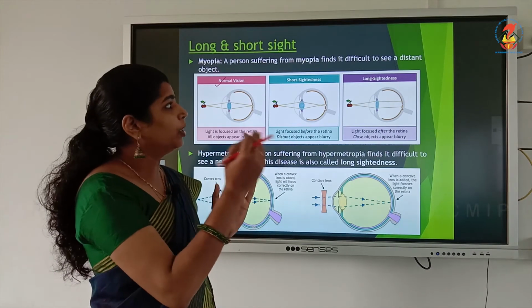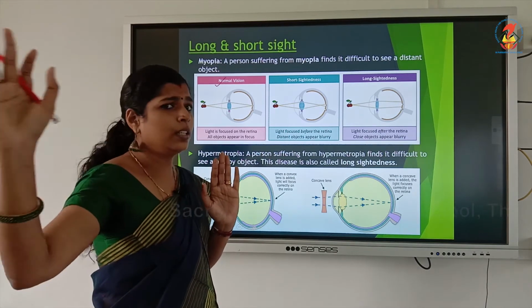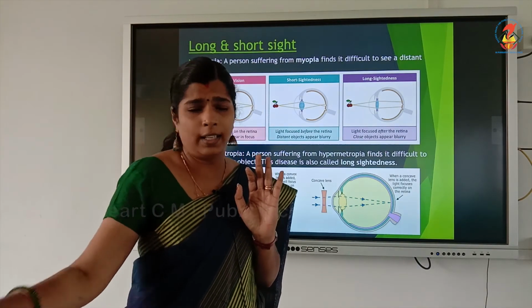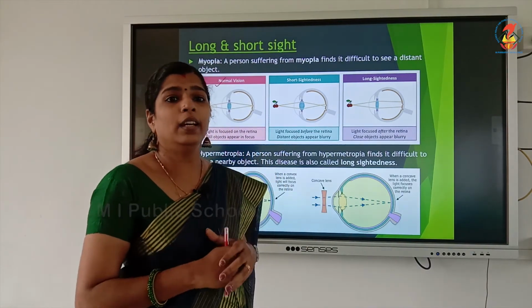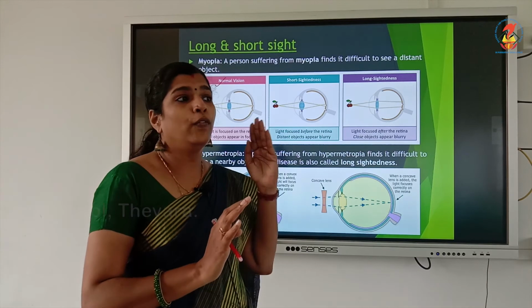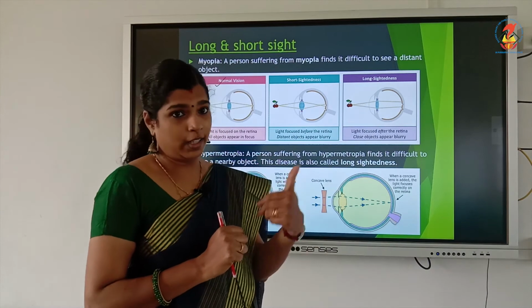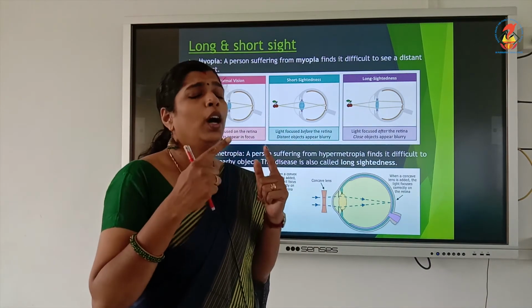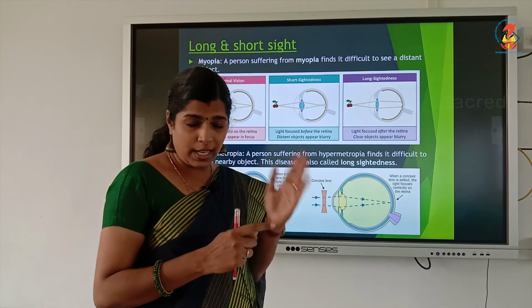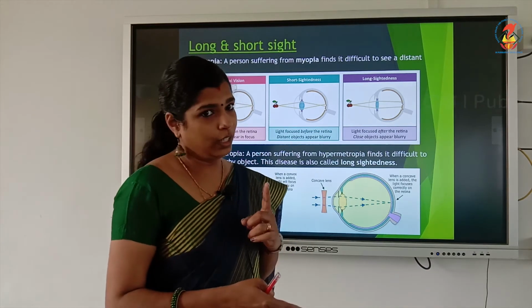Then, for hypermetropia or long sight, he can see distant objects clearly, but he can't see near objects. The reason is that the light from a near object falls behind the retina. So, how will we rectify this defect? With the help of suitable lenses or spectacles, we can rectify this defect.